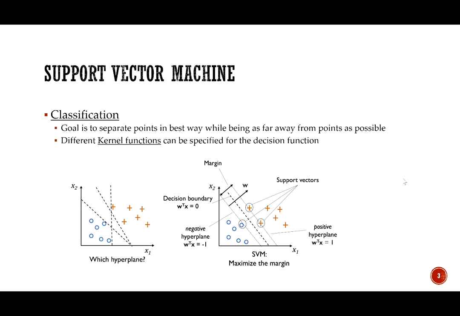Support vector machine algorithms use a set of mathematical functions that are defined as the kernel. The function of kernel is to take data as input and transform it into another form. Kernel methods require a similarity function over pairs of data points. Different kernel functions can be specified for the decision function, and it can be linear or nonlinear. We will discuss both in this lecture.